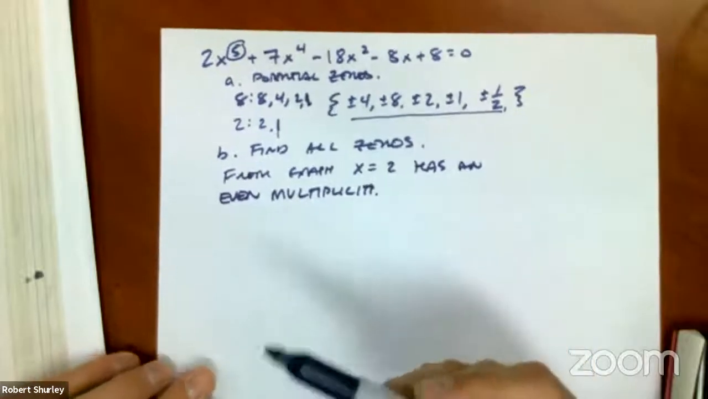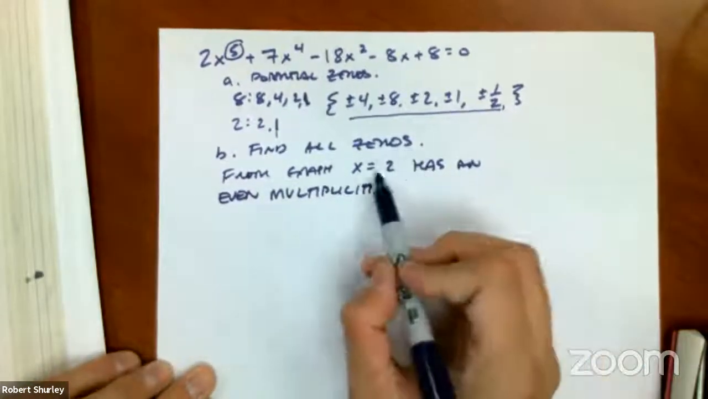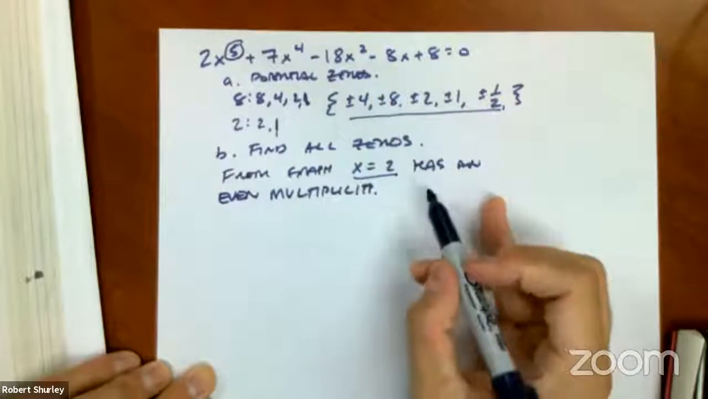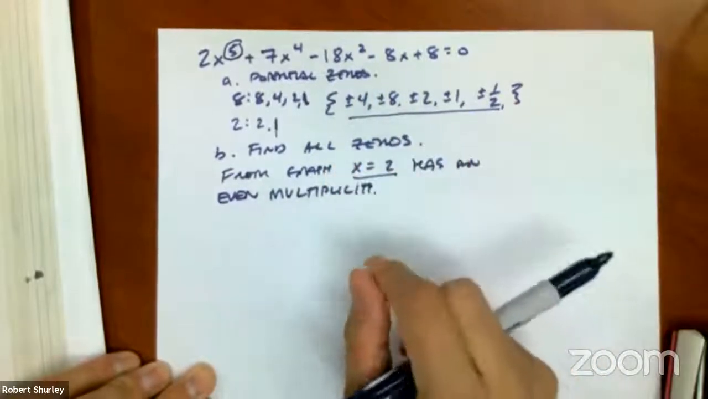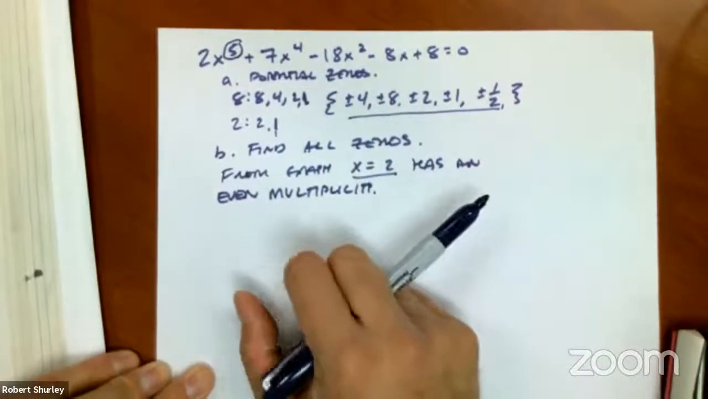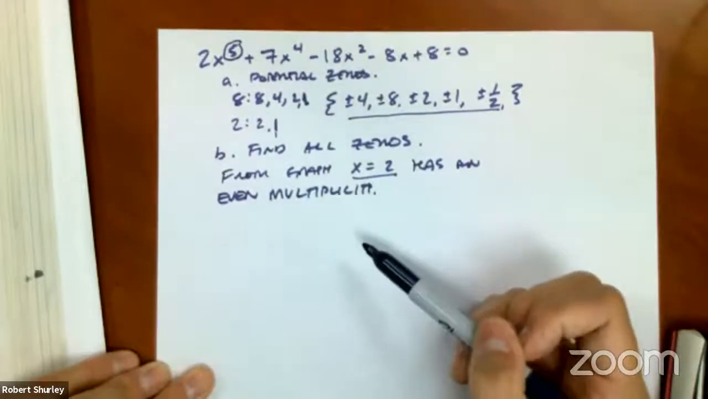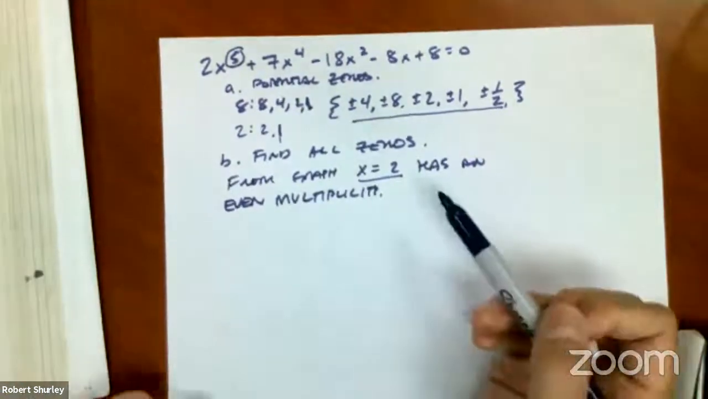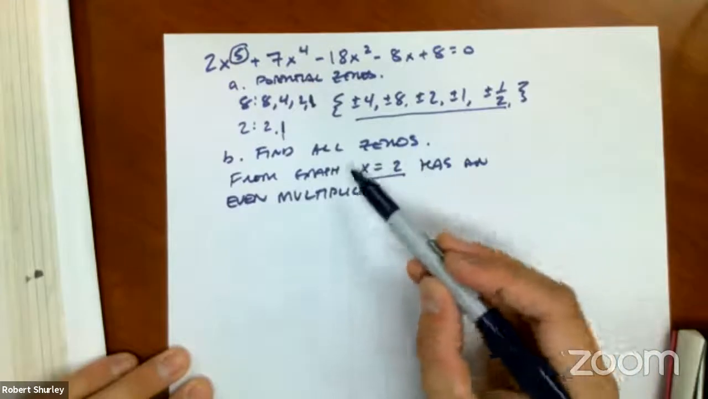So here's what I'm going to do. I'm going to divide 2 out twice because I know it doesn't have an odd multiplicity. If you go back and look at the other examples from 3.4, I don't think I did one with an even multiplicity. So this is great. This is an extra example. So I'm going to divide this out twice.